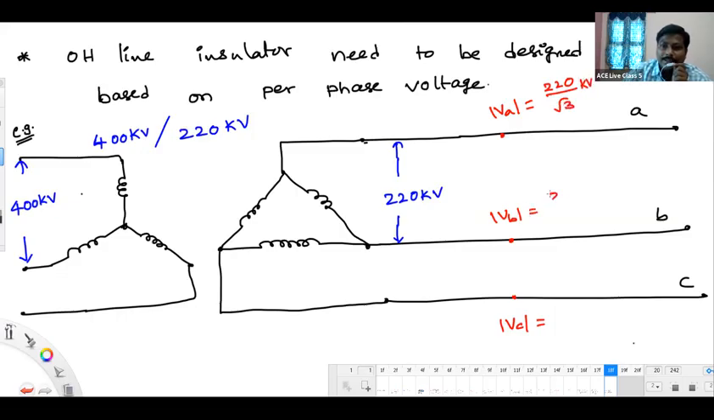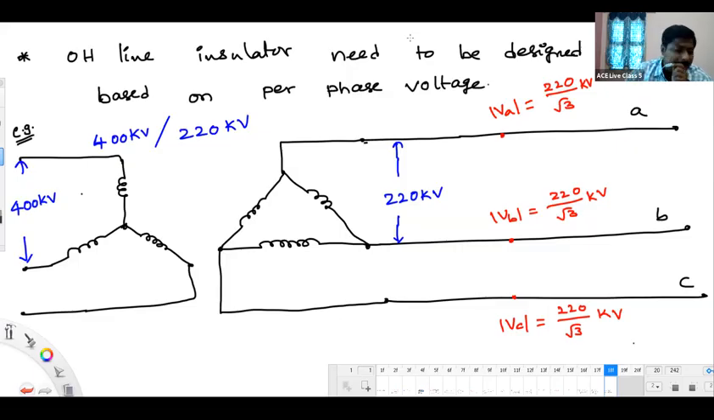What is conductor B voltage? Also 220 kV by root 3. Conductor C also 220 kV by root 3. Okay. 220 kV by root 3 is the phase A, phase B, and phase C voltages. All of you getting me?